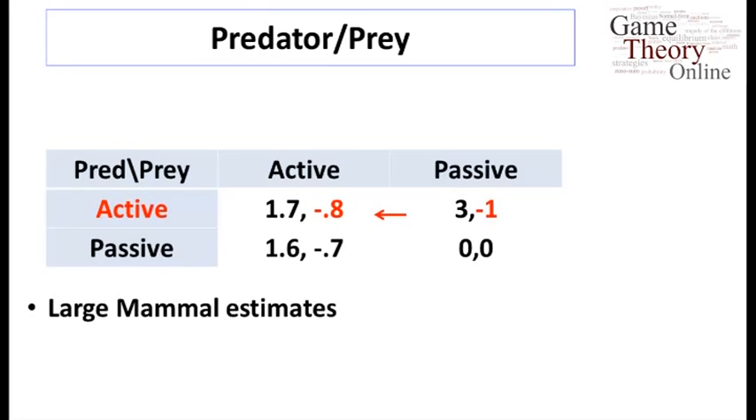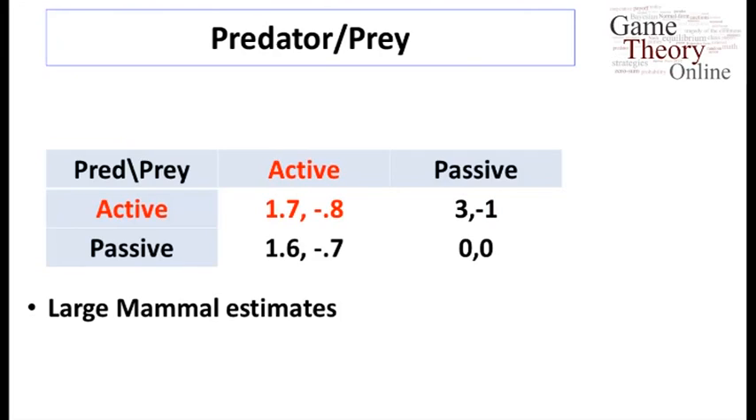So if the predator is active, the prey gets a payoff of -0.8 if they're active, -1 if they're passive. Obviously it's better to get -0.8 than -1, so they should choose to be active as well. So when we solve this game, what do we end up with? We end up with a prediction that both predator and prey will end up being active.